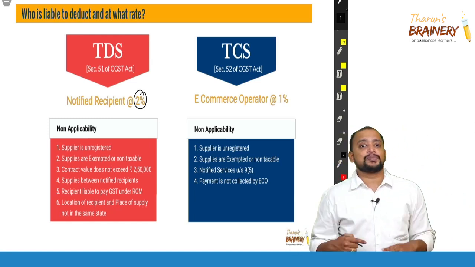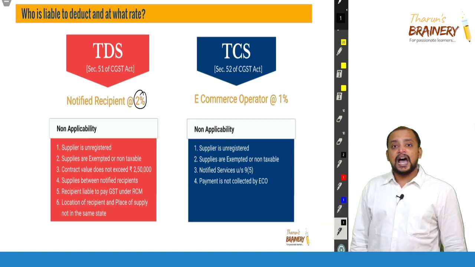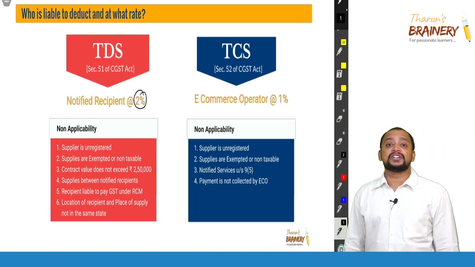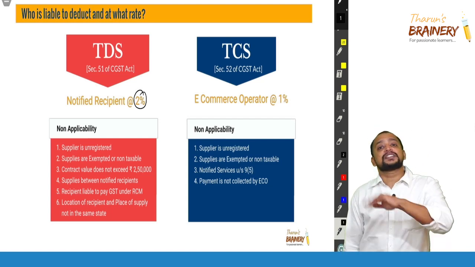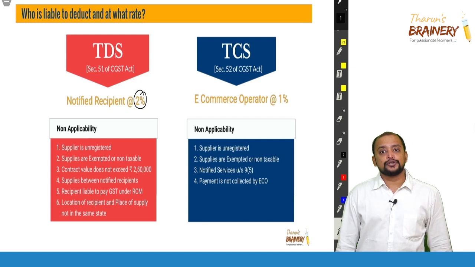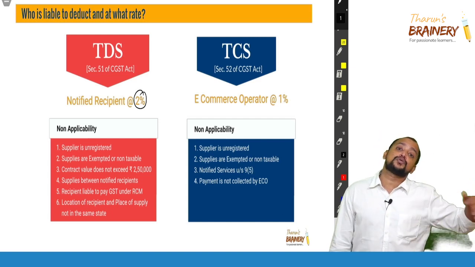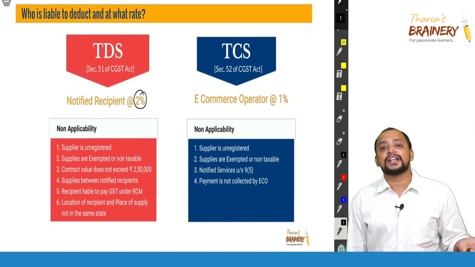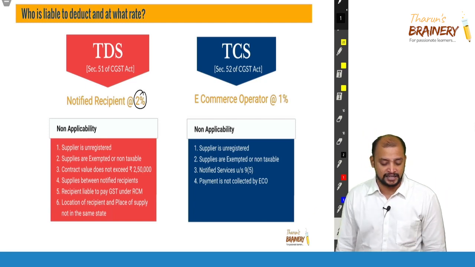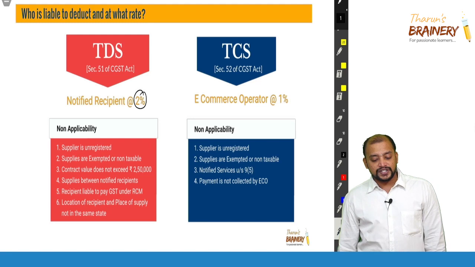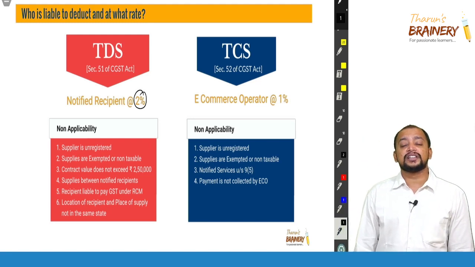And supplies between notified recipients. Among the four notified recipients we have seen, if there is any supply between them, then TDS is not applicable. And whenever recipient is liable to pay GST under RCM, because the liability to pay GST is on the recipient himself, TDS has no point, because TDS is only to find the supplier who is liable to pay tax. No need to find the supplier when the recipient is paying tax under RCM.